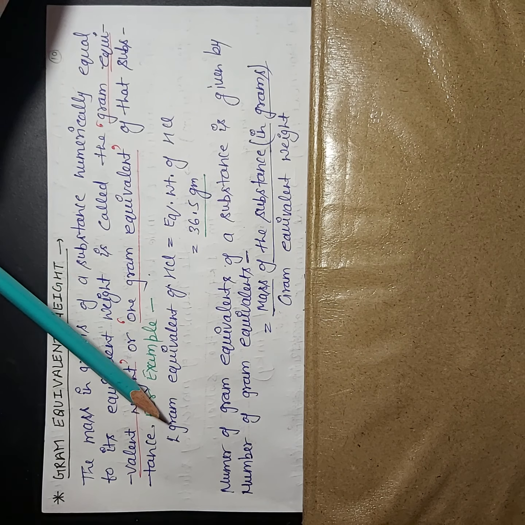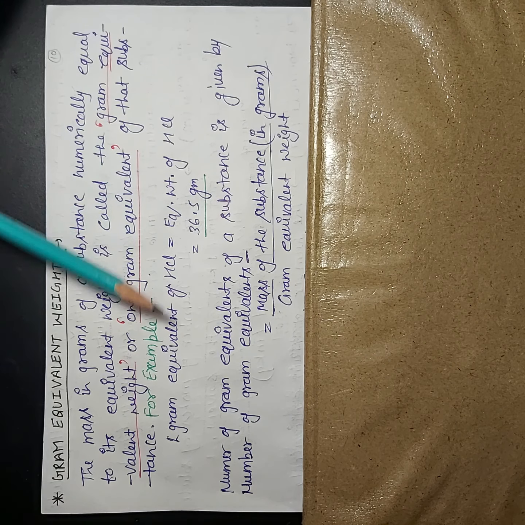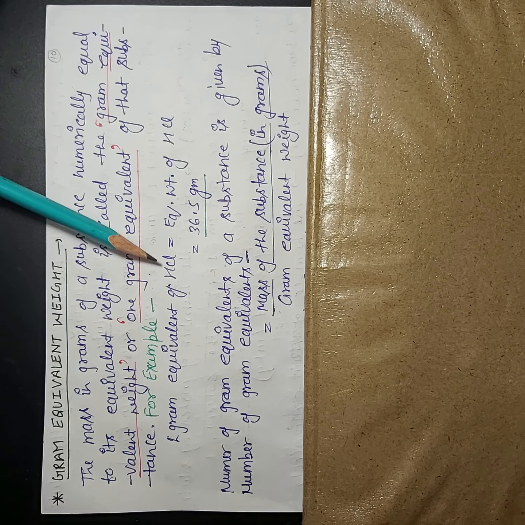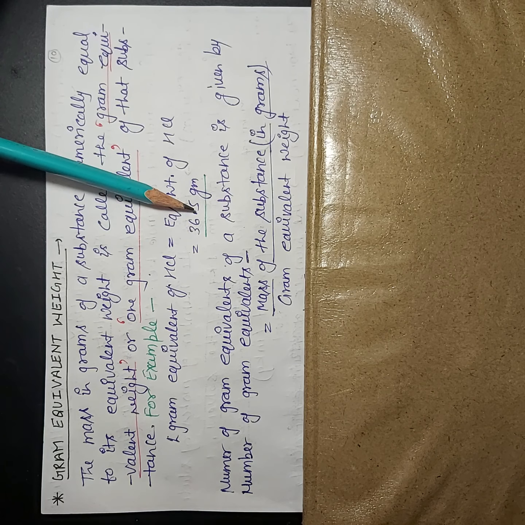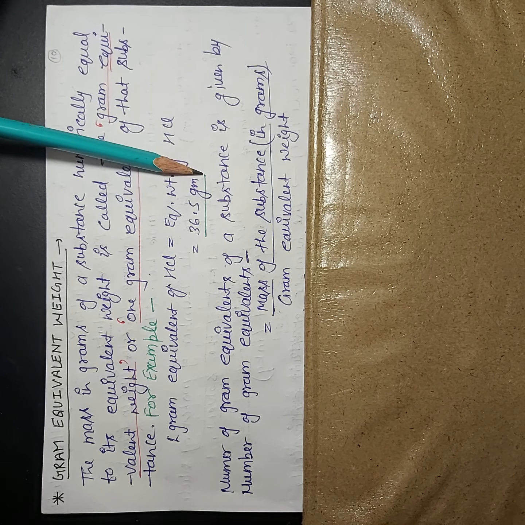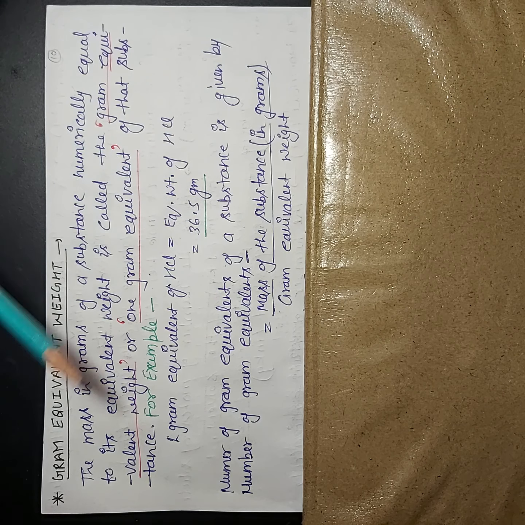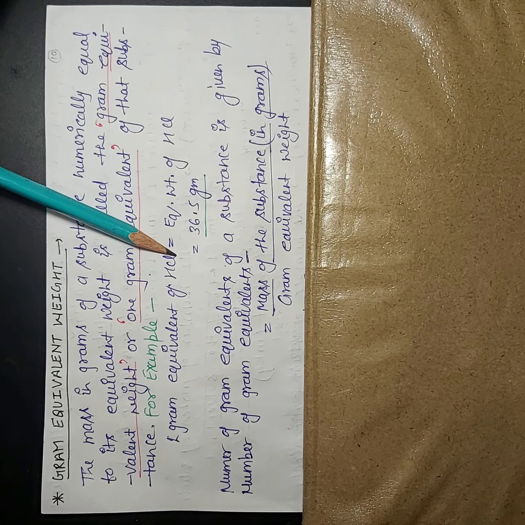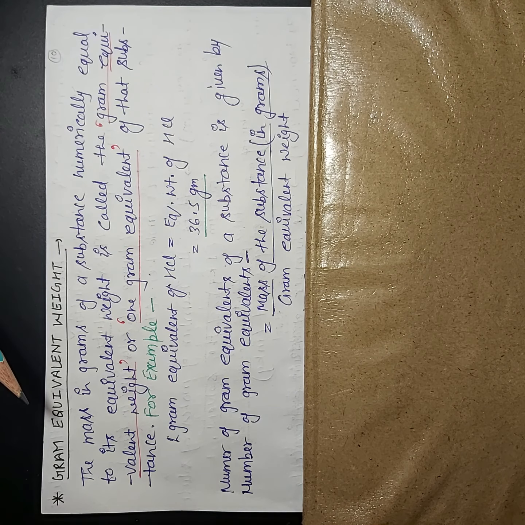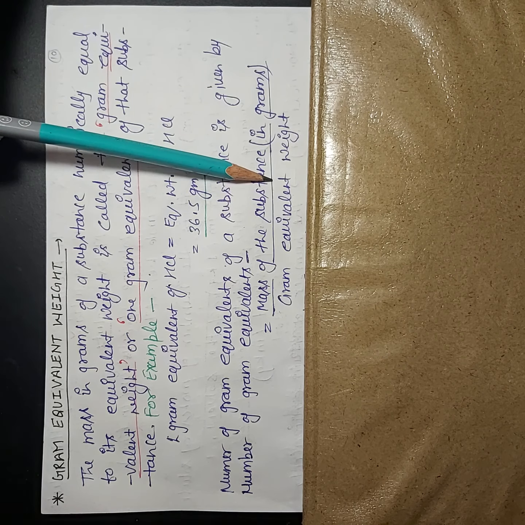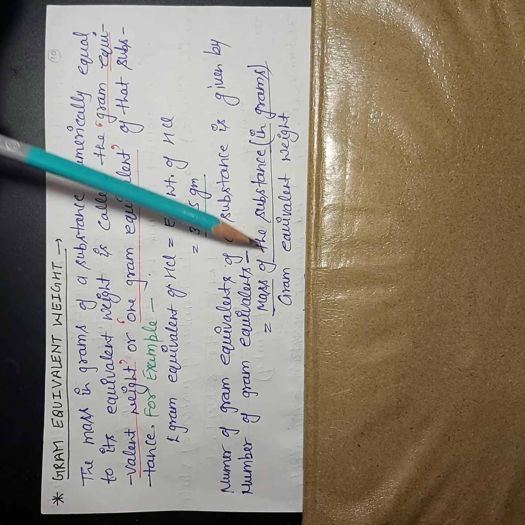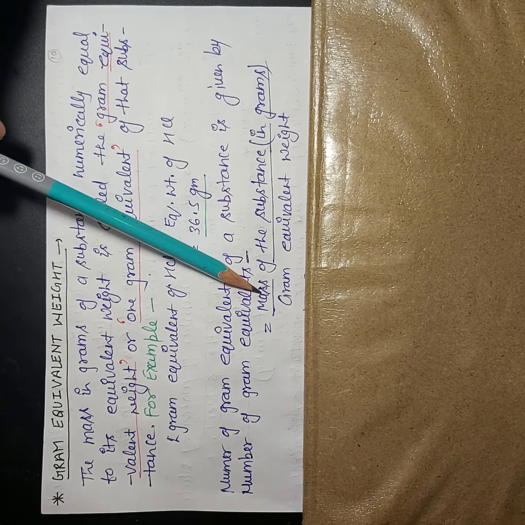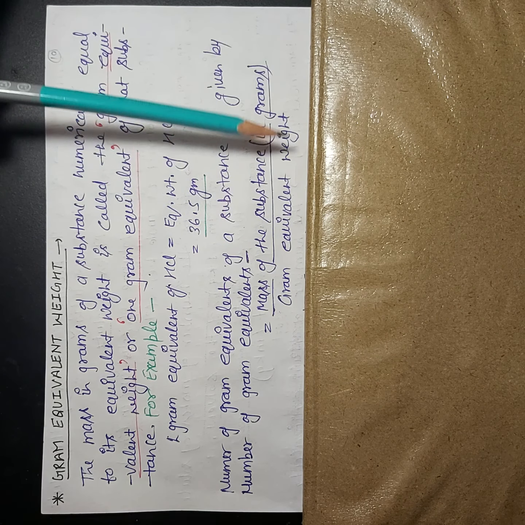For example, here I have written 36.5 gram. This is the 1 gram equivalent of HCl. Why? Because 36.5 is the equivalent weight of HCl, and I have written 36.5 in grams. So it will be considered the gram equivalent weight of HCl. You can calculate the number of gram equivalents by using this formula: number of gram equivalents equals the mass of the substance in grams divided by the gram equivalent weight.